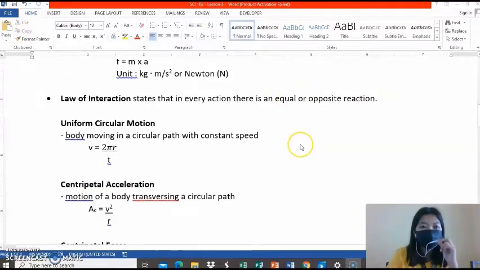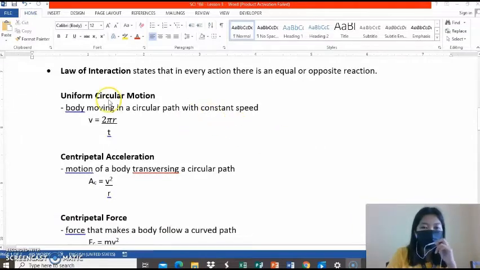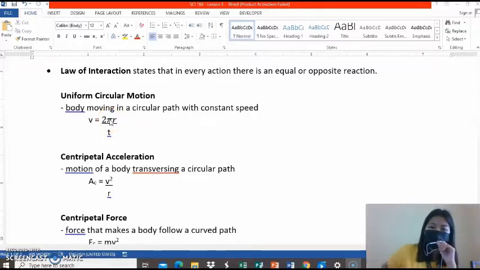Okay, next we have here different kinds of motion, starting with circular motion. We have uniform circular motion, which states that a body moves in a circular path with a constant speed. So we have here speed is equal to 2 pi r divided by t. So, ano yung pi? Yung pi, di ba, sa isang circle, pi is equivalent to 3.14. And in a circle, we have there a diameter and radius. So, yung half ng diameter is known as the radius.